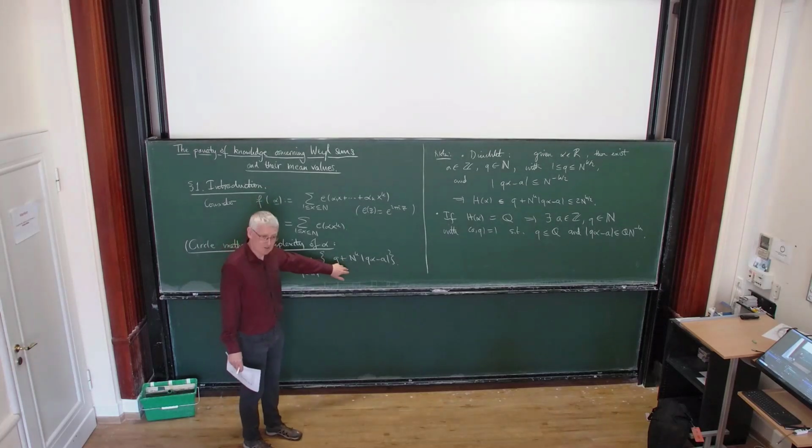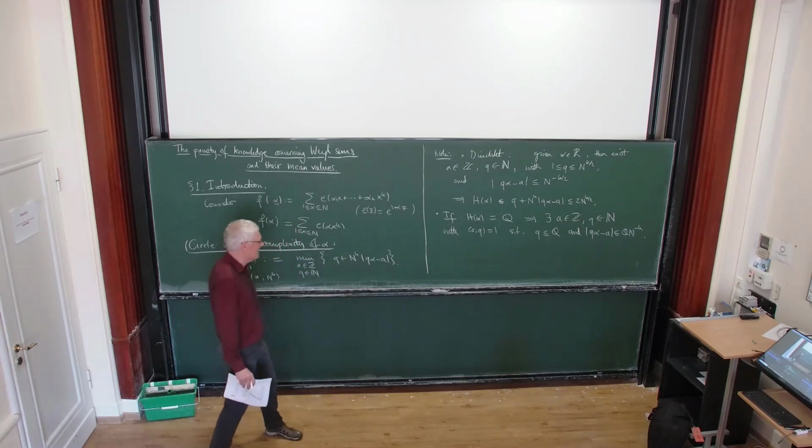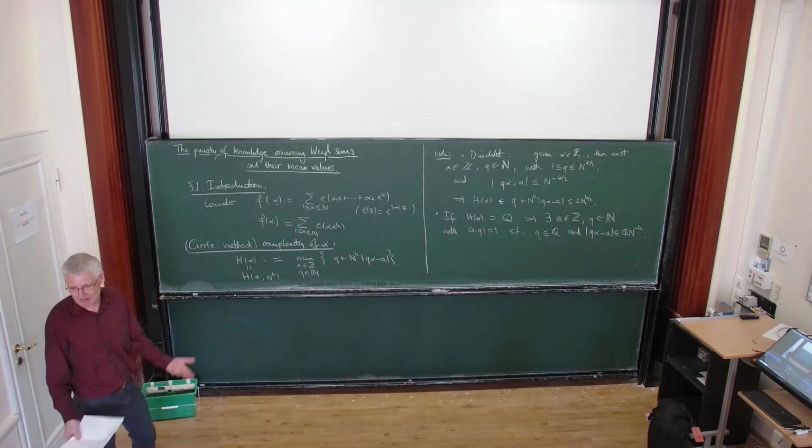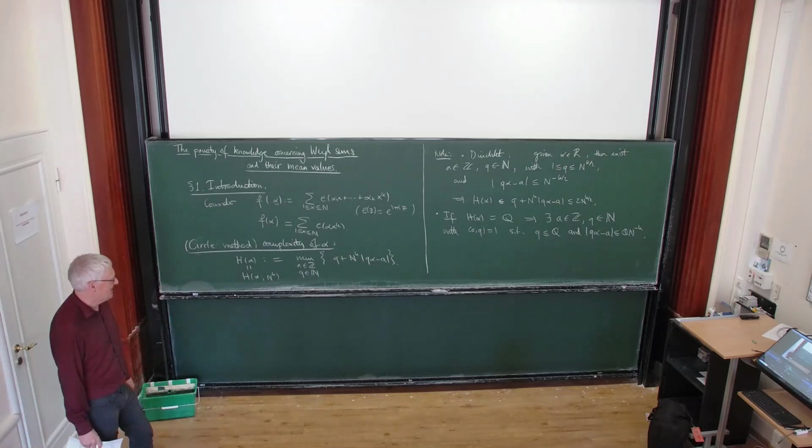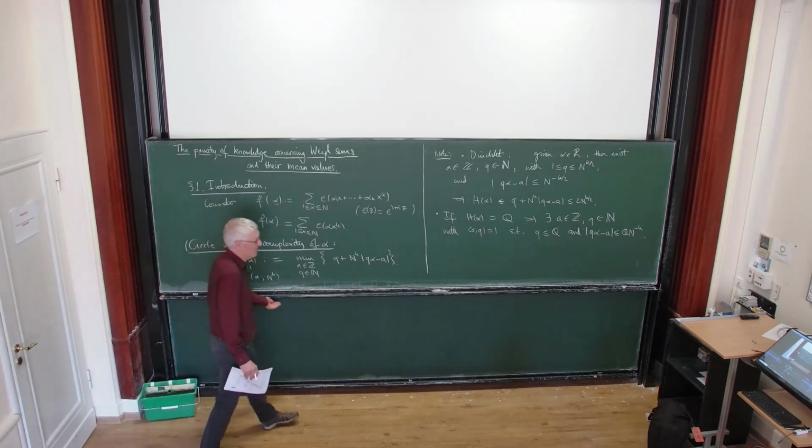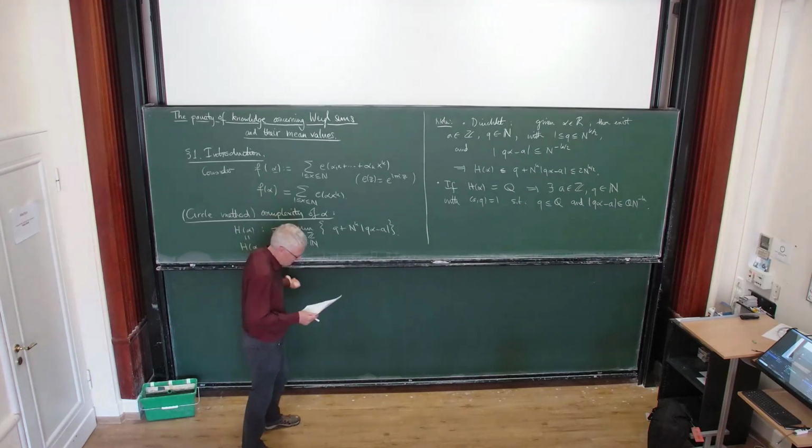There are different ways one could arrange this. Maybe you could look at the maximum of q and n to the k q alpha minus a, which might be more natural. But this is a good measure of the complexity of the situation that we're facing.